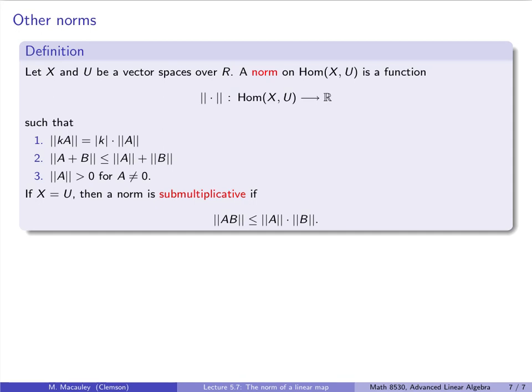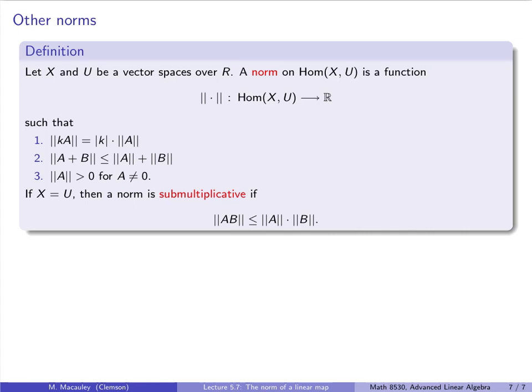Finally, I want to conclude this lecture with a definition of what a norm on the vector space of linear maps from X to U is, because there's a lot more than just the two that I showed you. It's a function from that vector space to the real numbers, satisfying the following three properties. The norm of k times A is the absolute value of k times the norm of A. It's subadditive in the sense that the norm of A plus B is less than or equal to the norm of A plus the norm of B. It's positive, meaning the norm of A is strictly positive for all non-zero A.